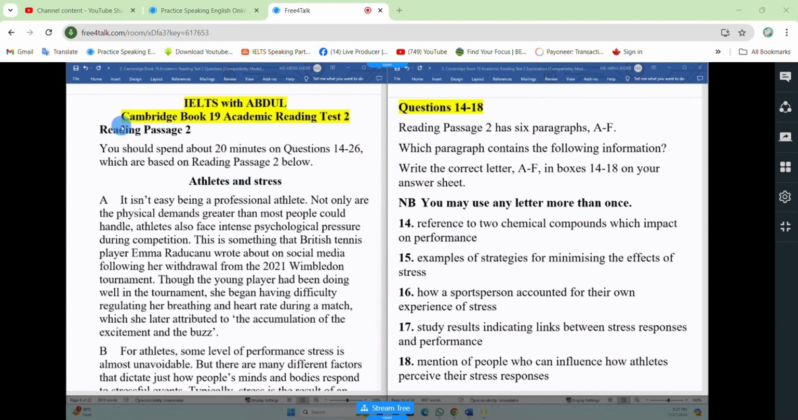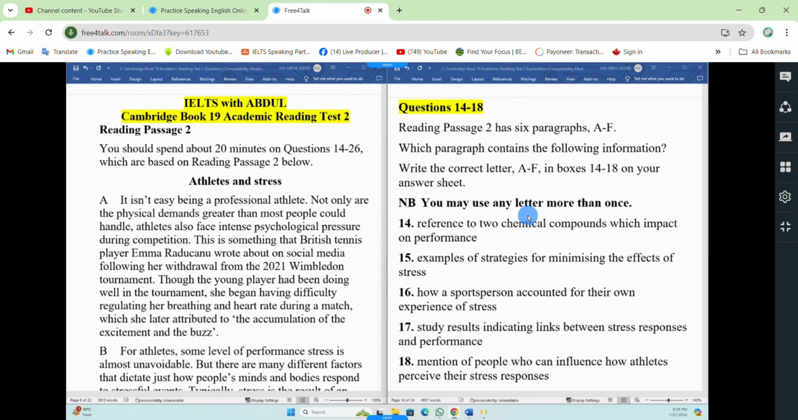So here we can see Cambridge Book 19 academic reading test 2. First passage, reading passage 2 here. Reading passage 2 has 6 paragraphs from A to F, and the question is: which paragraph contains the following information? That means the question type is called information matching, right? So which paragraph contains the following information, we have to find.